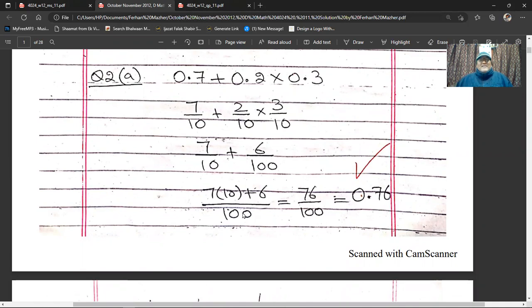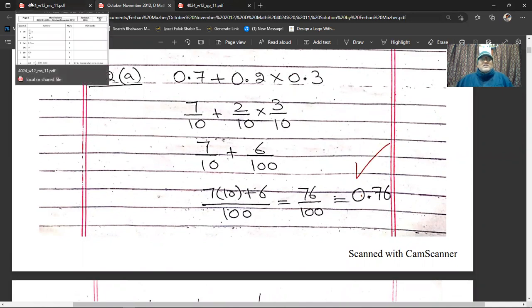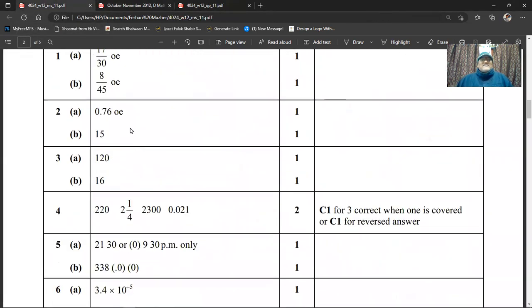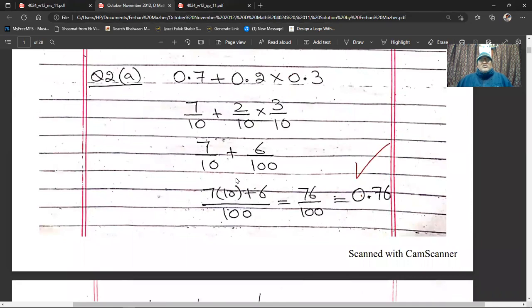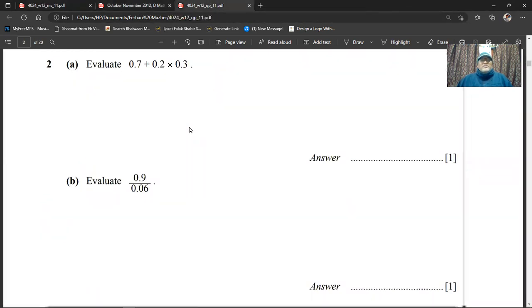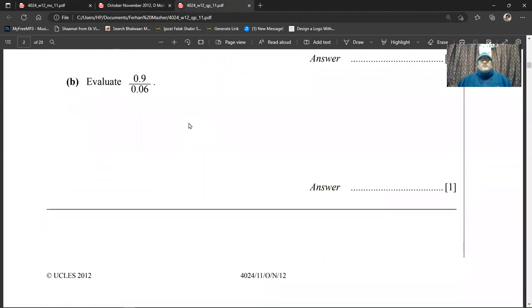So I will take the LCM. That will be 100. 7 into 10 plus 6. And that will become 76 by 100. So I will move the decimal 2 steps to the left. So 0.76 will be the answer. 0.76 is the right answer, sir. So this is the solution. Question number 2, A part is done. Question number 2, it's B part.